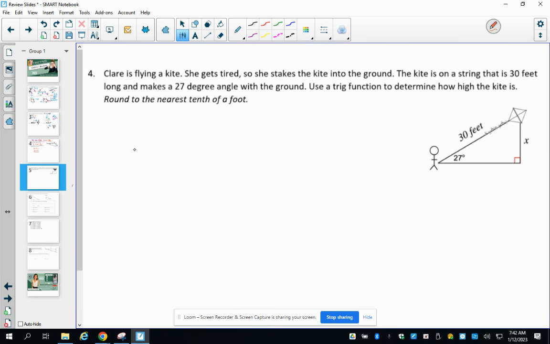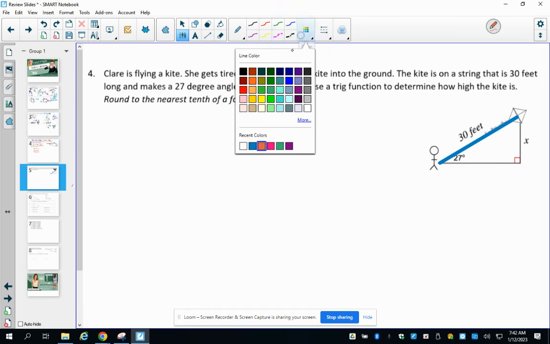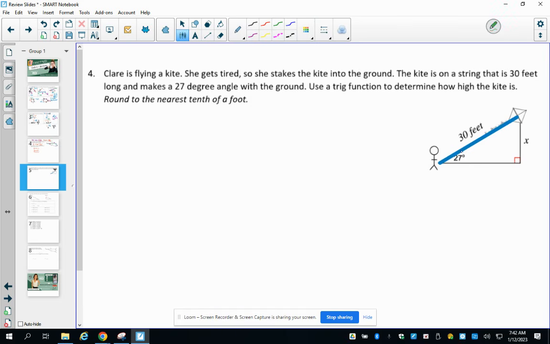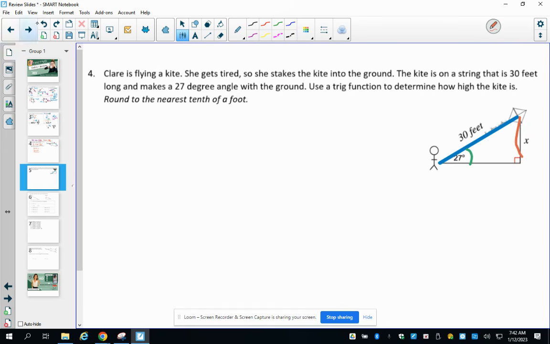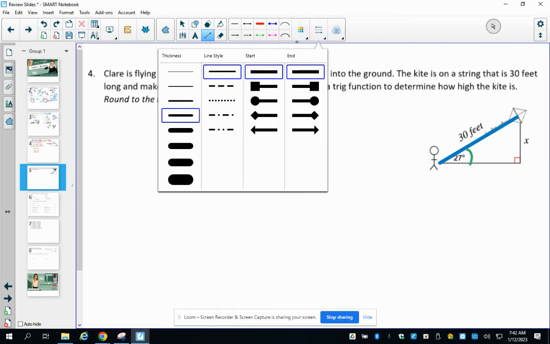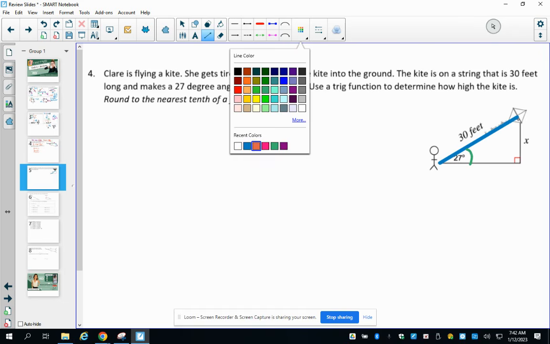Number 4, Claire is flying a kite. She gets tired, so she stakes the kite to the ground. The kite is on a 30-foot string. Okay, so this string that the kite is on is 30 feet. It makes a 27-degree angle with the ground. So we see that this angle here is 27. And then we want to figure out how high the kite is off the ground. So we want to figure out the height of this kite.